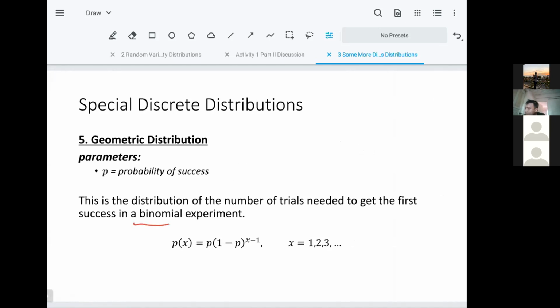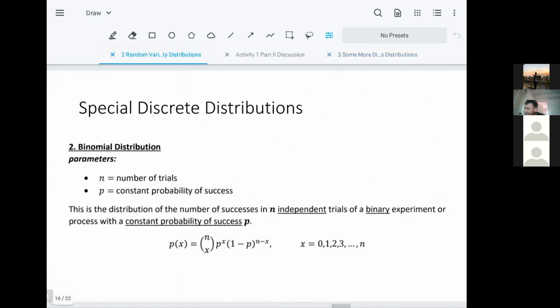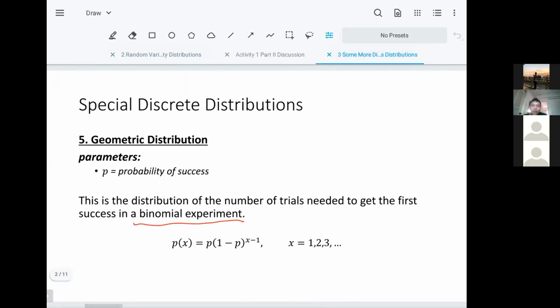So, what's a binomial experiment? Nasa ano na natin siya, definition natin ng ano, di ba? Ayan, yung mahabang description na yan, n independent trials of a binary experiment with a constant probability of success P. Yun, ang binomial experiment. So basically, it's similar to, I don't know if nabanggit ko sa inyo yung basketball example, but let's just use that.